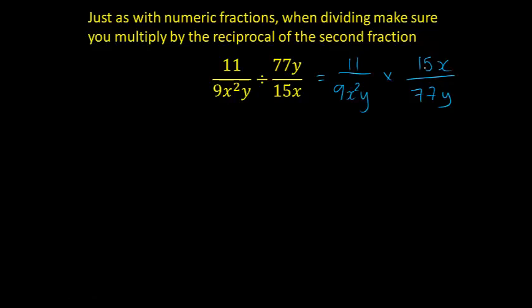Next, I'm going to look for common factors diagonally. So 11 and 77, I can divide both of those by 11. So I get 1 there and 7 there. None of the variables cancel.